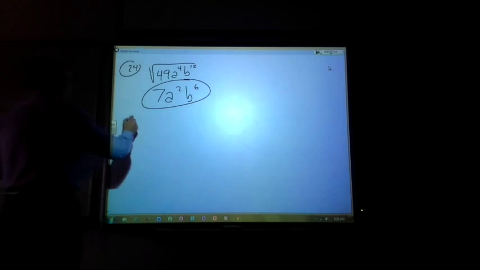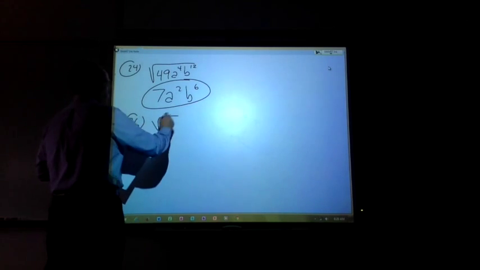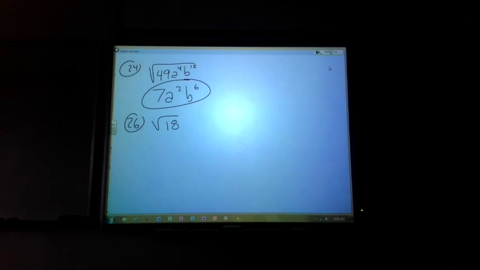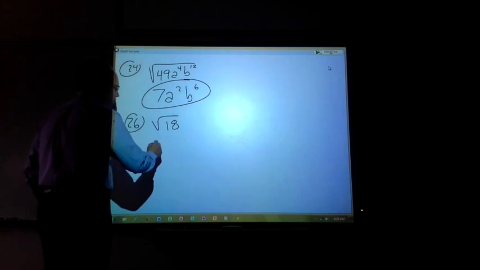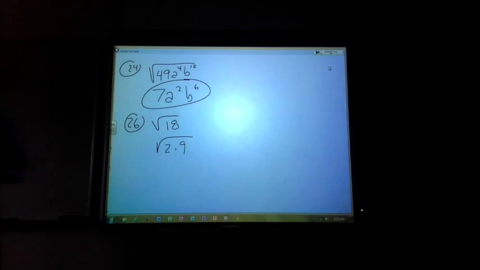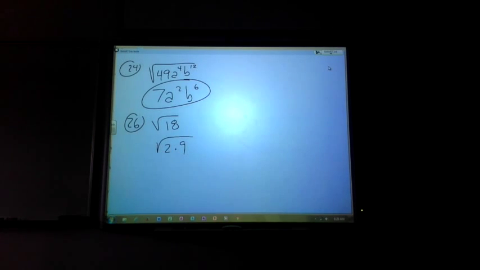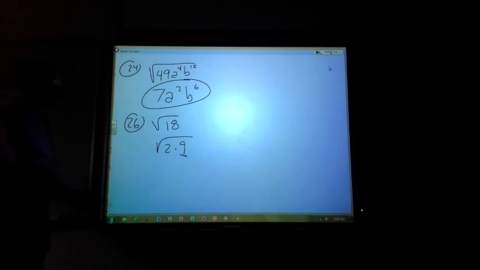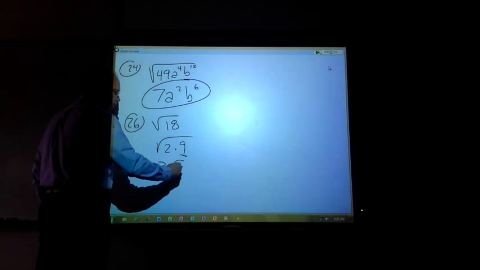And then 26, this is going to start leading us into what we're going to work on today. If I have square root of 18, this is not a perfect square. It's not a denominator, so I don't have to rationalize it. But 18 breaks down to 2 times 9. Those of you who are sitting there going, oh, well, what about 3 times 6? You're absolutely right as well. But 9 happens to be the largest perfect square that works with this. So that's 3 square root 2.